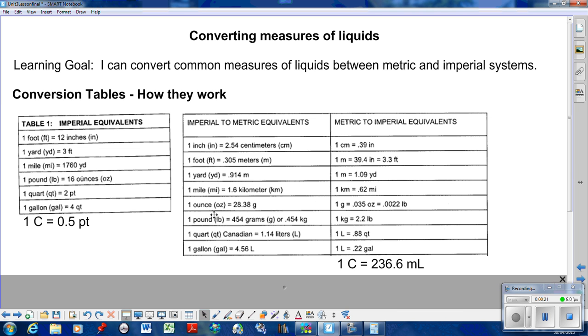So the conversion chart, these are the ones that are going to be provided, and we'll make an enlargement to put up on the wall as an anchor chart. But the conversion tables give us a ratio, okay? So they're providing us with a ratio. And this ratio then can be used to help convert.